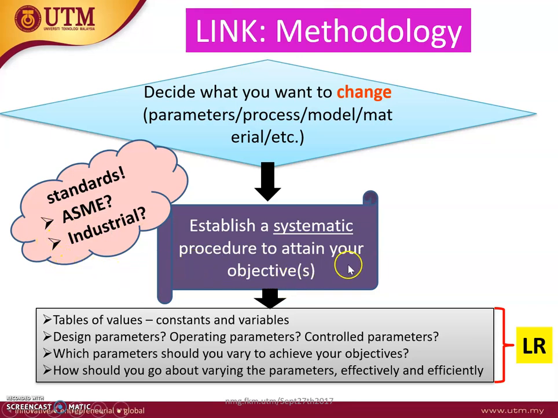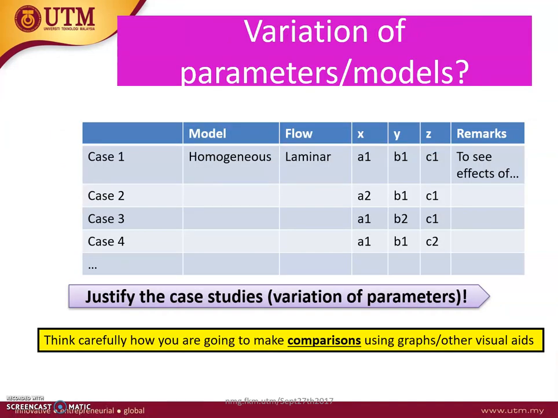Okay. From the literature review, you would have identified tables of values, constants and variables, design parameters, and how you're going to go about changing and varying the parameters and getting the outcomes of your project. So remember to list the variation of parameters explicitly in the table clearly, so not only you but the examiners will understand them. Think carefully how you're going to make comparisons using graphs and other visual aids at the end of your UGP 2.